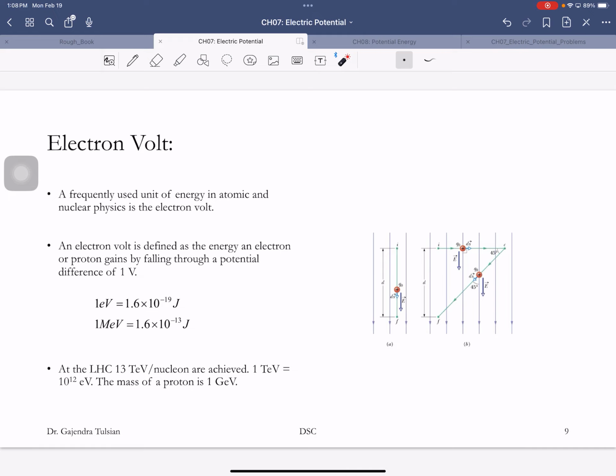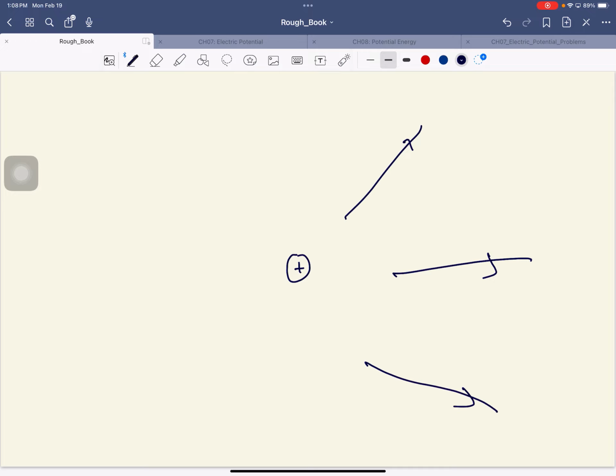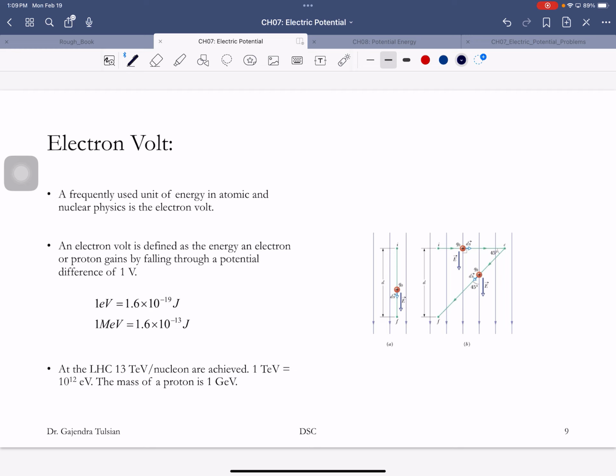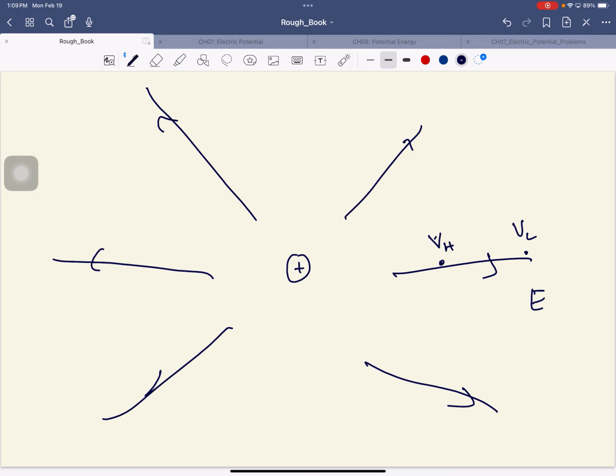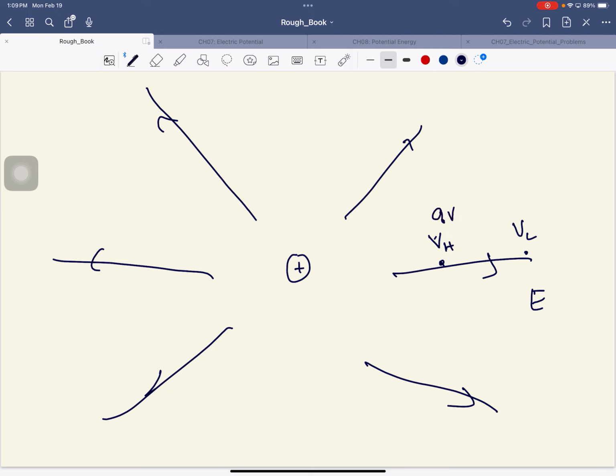So let's see if you understand this. We'll do simple pictures now. Here's a charge, and here are the electric fields around this charge. We can calculate the electric potential at this point and this point. At which point is the electric potential higher? Here or here? So the electric potential is higher here, lower here, right? We just learned that. Now this is measured in volts, and let's say this is 9 volts and this is 8 volts.